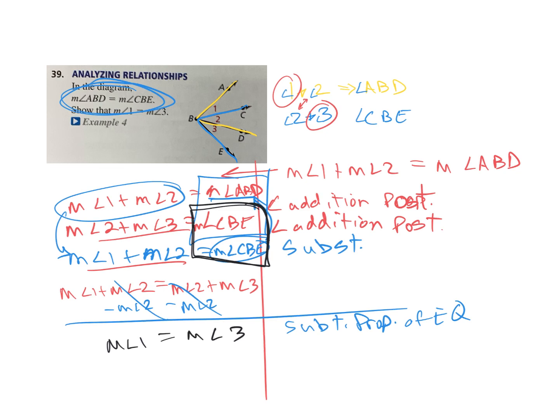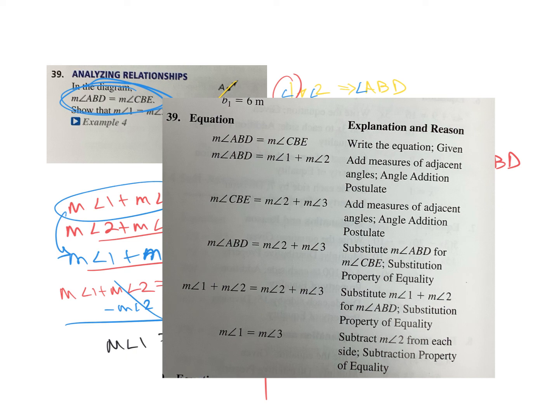Let's take a look at the answer. Okay, so you can see here, you have your given statements, and then you start adding angle addition. And these two are equal to each other. Okay, so we do substitution. We substituted ABD in for CBE. That's where we get this step right there. If those two are equal, you set those two equal and we subtract off the measure of angle 2. Just like I just explained it. Okay, moving on. Last one.